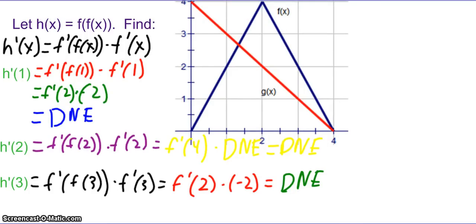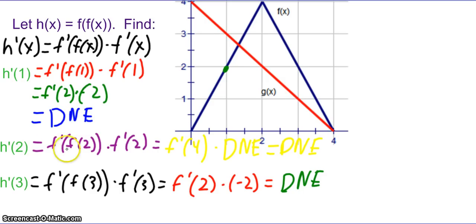Alright, so here hopefully you got that all three of these do not exist. So let's look at why that is though. H prime of 1 is f prime of f of 1 times f prime of 1. F prime of 1 is the slope at 1, which is 2. F of 1 is also 2. So this part is f prime of 2, but f prime of 2 does not exist because that's our sharp turn. Therefore, h prime of 1 does not exist.